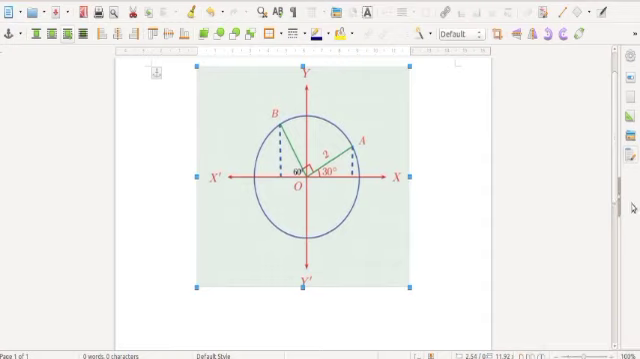So this is our figure, and here you can see the radius of the circle is 2 centimeter. Radius means the distance between the center and any point on the circle, and it is given that this length is equal to 2 centimeter. Okay, so first I draw two perpendiculars from A and B to touch the x-axis.